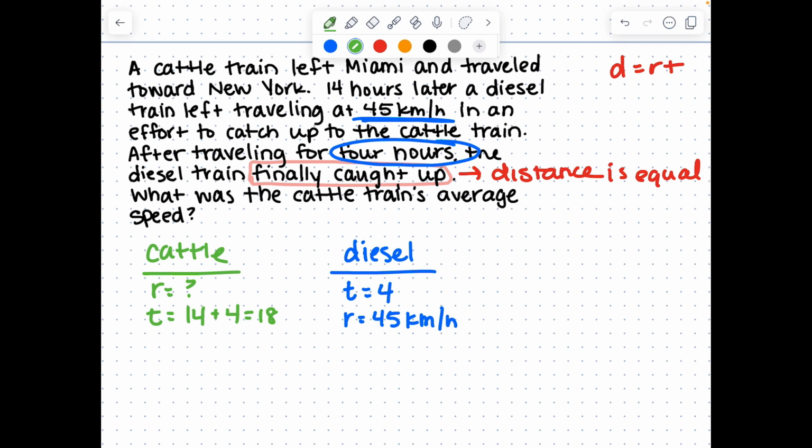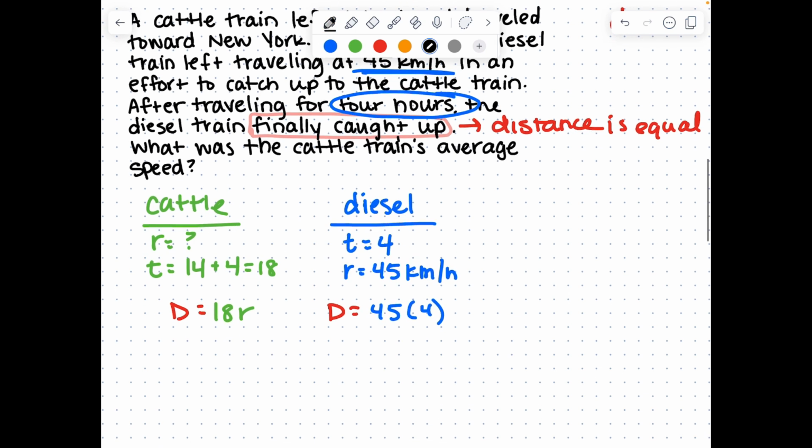Our rate times time over here is 18 times R. So that's our distance. D equals 18R. But that's the same distance as over here with our 45 times 4. We have 18R equals 45 times 4.